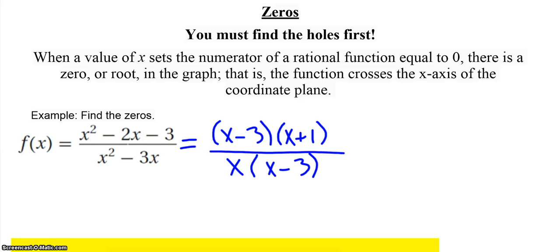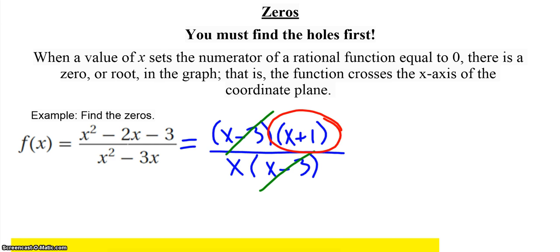That's the awesome part. Now, what we have are two things, x minus 3 and x plus 1. Normally, they would be our zeros, and we'll talk about what they are in just a second. But, like we just had before, there was a hole. And holes overrule zeros. So the hole is at 3. We just said that. Now, the zero is what's left over on the top, so the x plus 1.